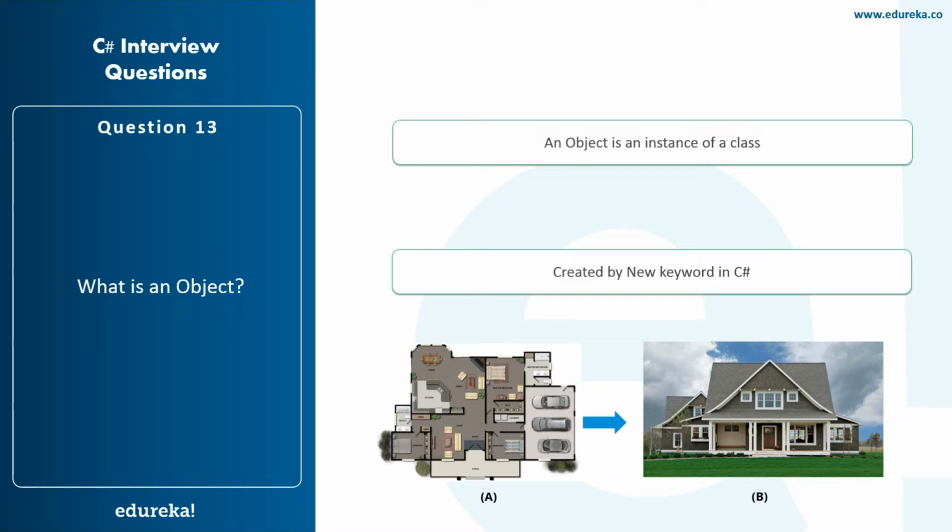And in C#, the new keyword is used for the creation of an object. And if I talk a bit more about object, then I can say that a class that creates an object in the memory location contains the information about methods, variables, and behavior of that class.